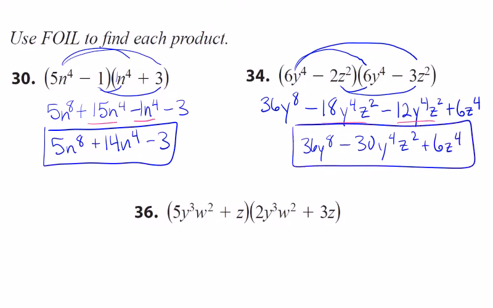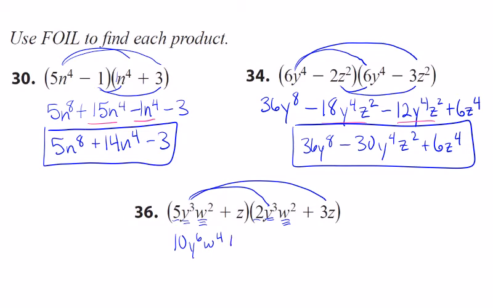All right. And last but not least, number 36. So here we're going to multiply 5y cubed w squared by 2y cubed w squared. So 5 multiplied by 2 is 10. y cubed times y cubed is y to the sixth. w squared times w squared is w to the fourth. So there we did get to use our exponent properties because we had like bases, right, with the w's and the y's. All right, so next I'm going to multiply outer times outer.